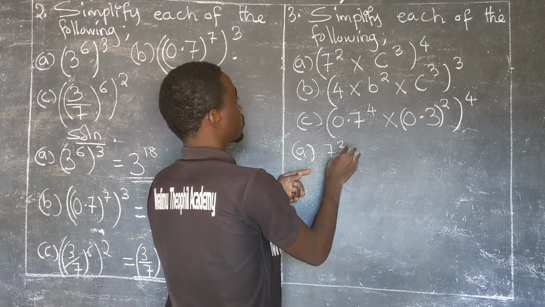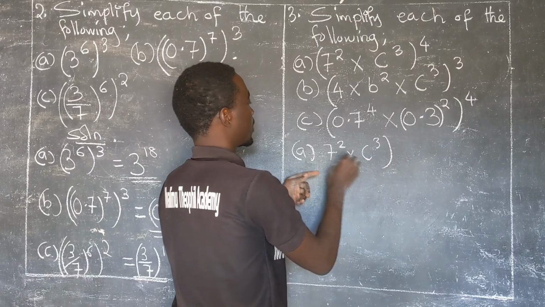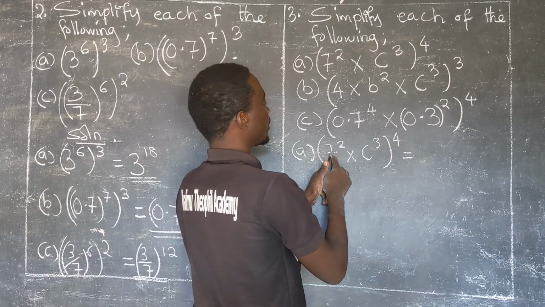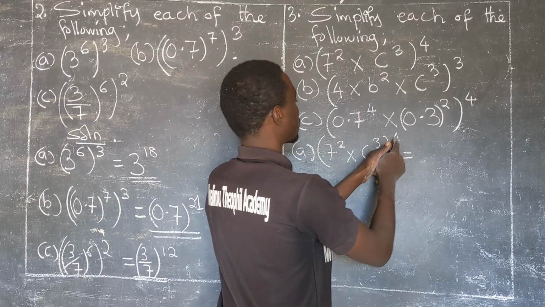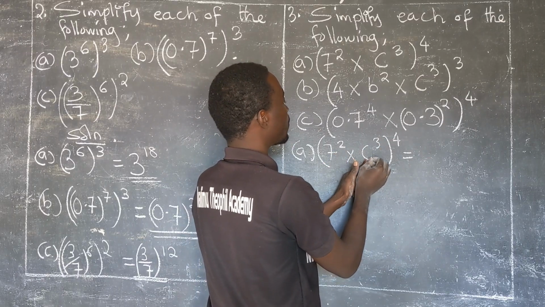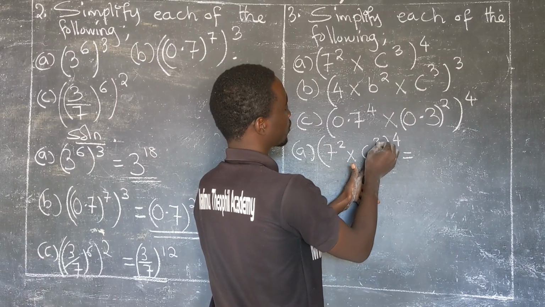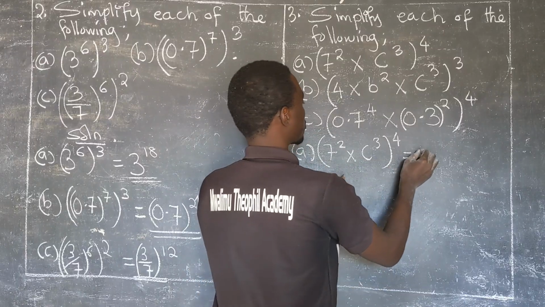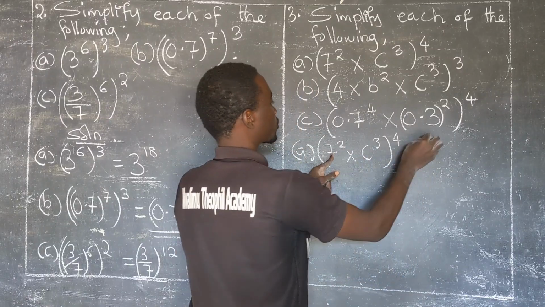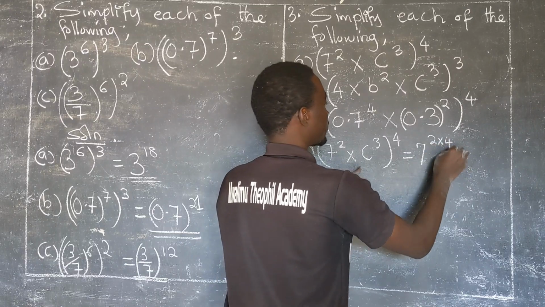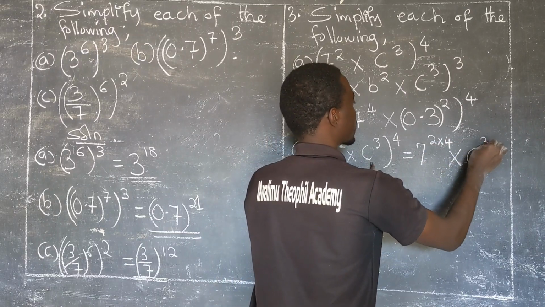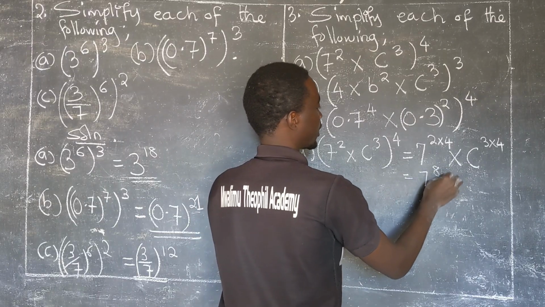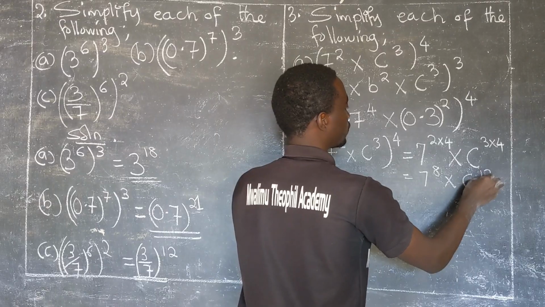We have 7 squared times C raised to 3, bracket raised to exponent 4. Now this will be equal to 7 raised to 2 is going to be raised again to exponent 4, separate with C, and meaning even C raised to 3 is going to be raised again to exponent 4. Now this will be equal to 7 raised to 2 times 4 times C raised to 3 times 4. Now the answer here is going to be 7 raised to 8 times C raised to 12.